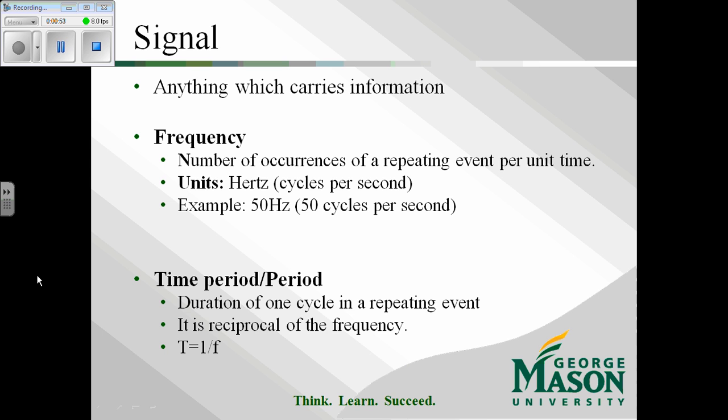First of all, a signal for us is anything which carries information. And information comes with a certain frequency, or the number of times that something happens per unit of time. For example, the heart beats about once per second, so it has a frequency of once per second. The unit for frequency is hertz, which is the number of cycles per second. So the heartbeat is, roughly speaking, 1 hertz. A 50 hertz cycle is 50 cycles per second.